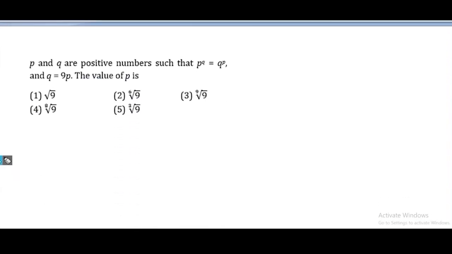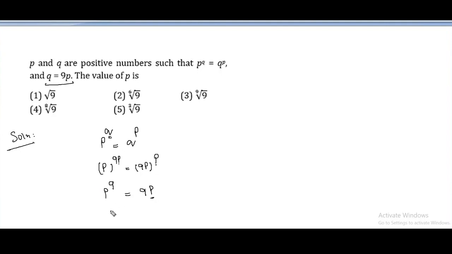This is also simple. It is given that p raised to power q is equivalent to q raised to power p, and q is equivalent to 9p. So if I replace, in this question p raised to power 9p becomes 9p raised to power p. Can I cancel out p from both the sides, or divide by p both the sides? So my question becomes p raised to power 9 is 9p. I can further cancel out 1 p from both the sides. So the question remains p raised to power 8 is 9.